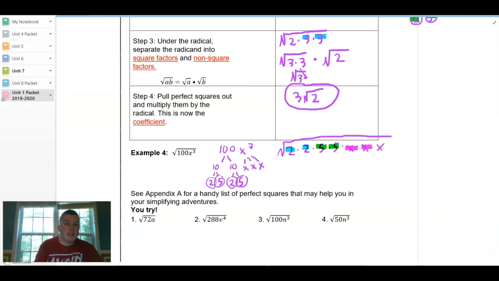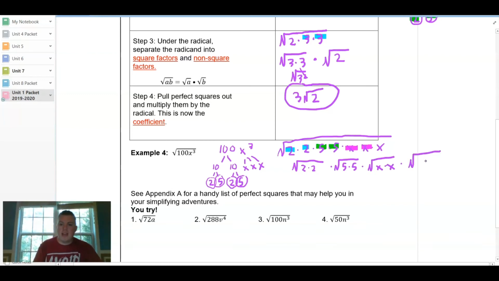So what I'm going to do is, again, pull out these square factors by themselves. So I'm going to have a square root of 2 times 2 times a square root of 5 times 5 times a square root of x times x, and then the square root of anything that didn't pair up. Now, in both of these examples, we've only had one term that didn't pair up. If we had, say, a 3 or a 7 or something else in there that didn't pair up, all we would need to do is multiply those together underneath the radical.